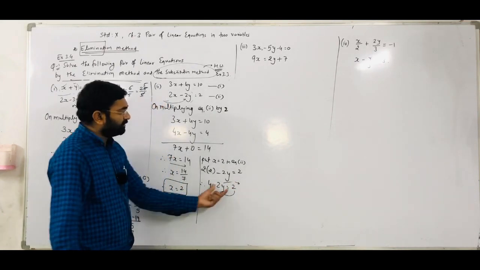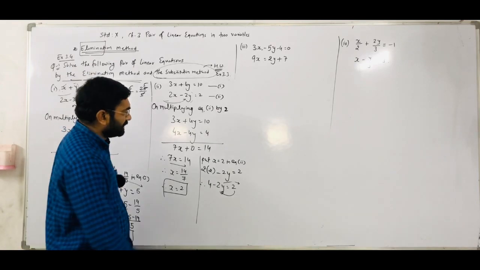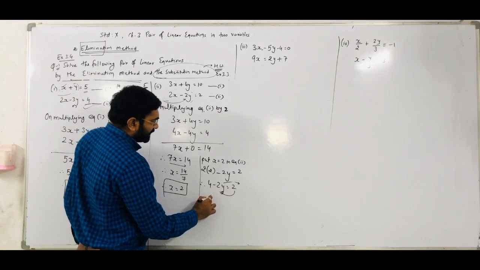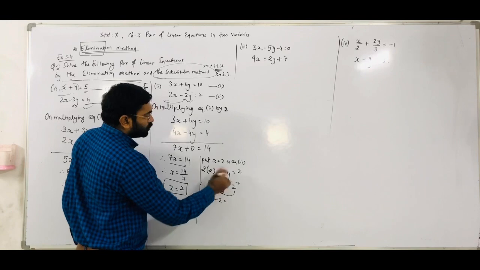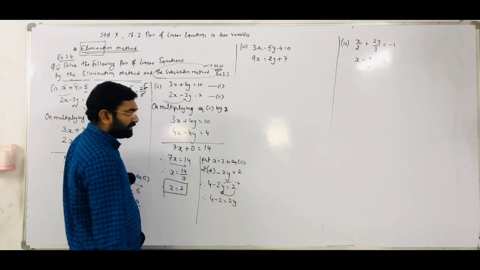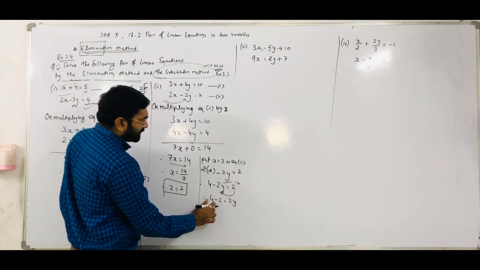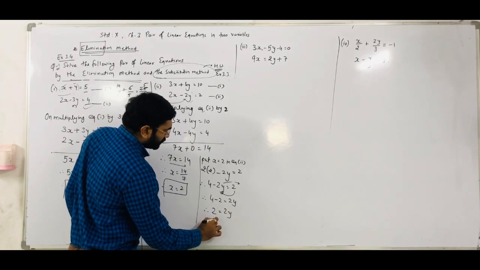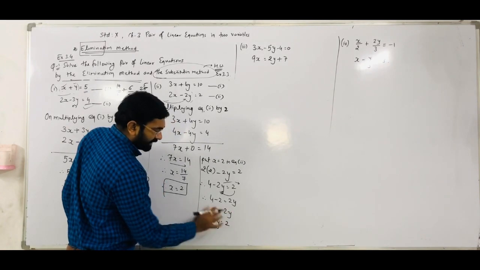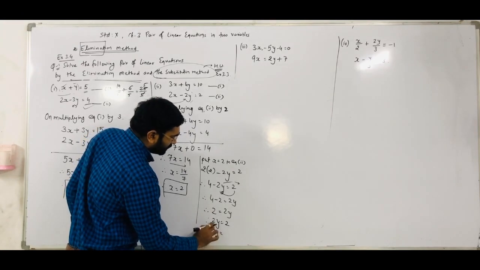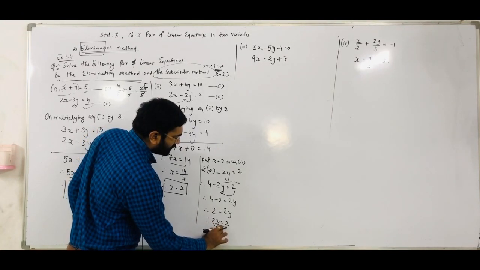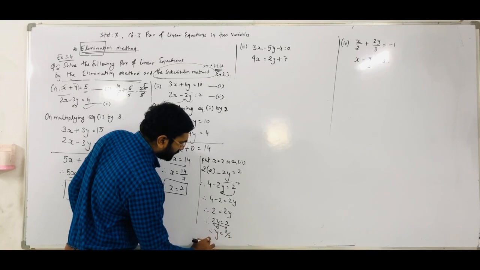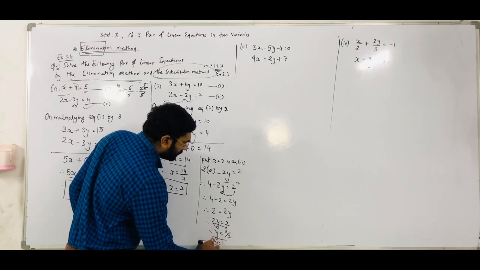So all numeric values we have to arrange on one of the sides. So plus 4 goes to the right hand side and becomes minus 4. Minus 2y goes to the left hand side, so it becomes plus 2y. 4 minus 2, so we get the 2 only. So 2 is equal to 2y. So 2y is equal to 2. Right, now y value we have to find out. So the coefficient of y goes to the right hand side in the denominator. So we get y is equal to 1.